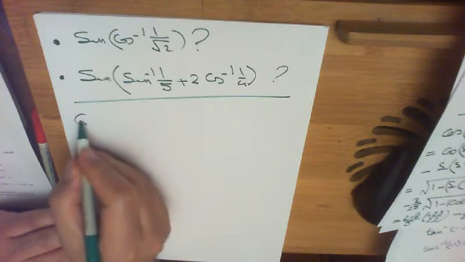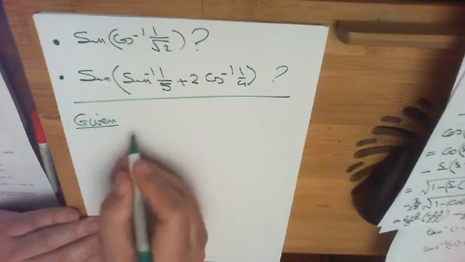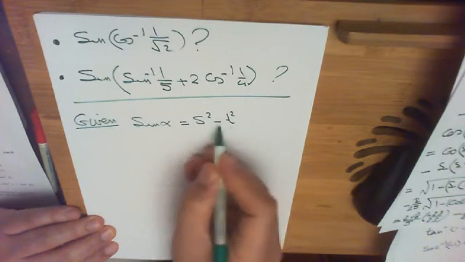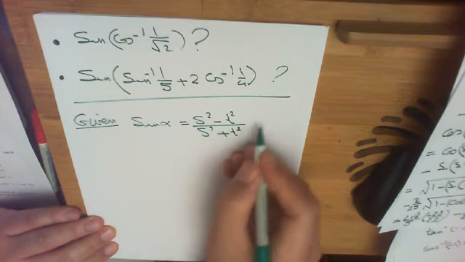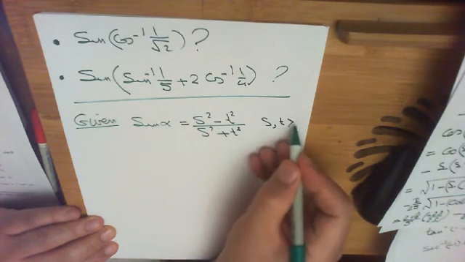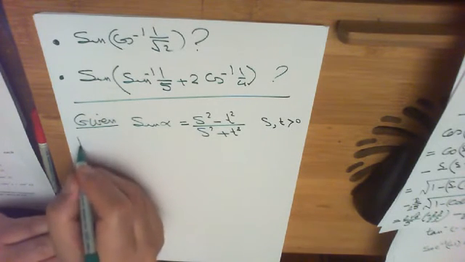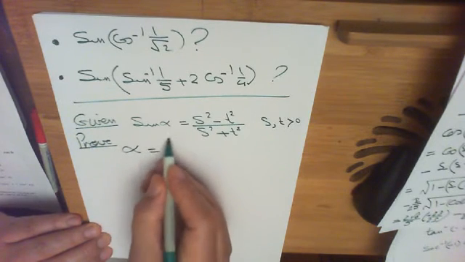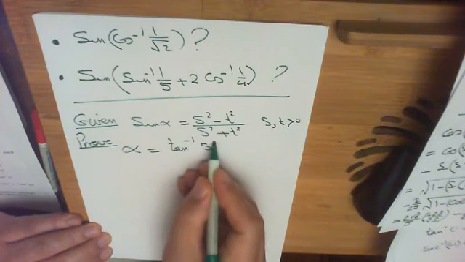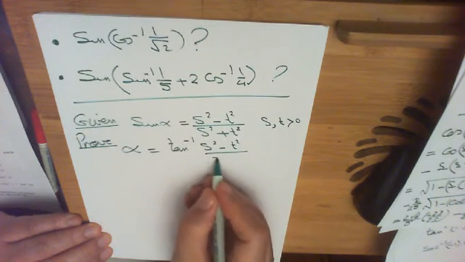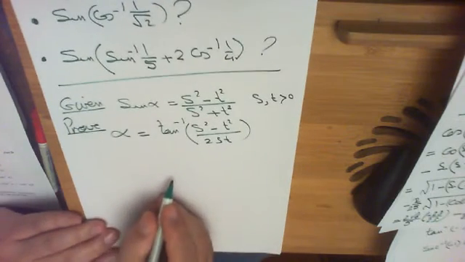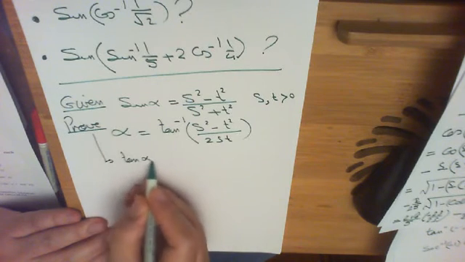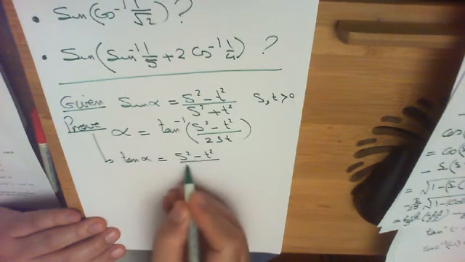Given sine alpha equals s squared minus t squared over s squared plus t squared, where s, t, and alpha are greater than 0. Prove that alpha equals tan inverse of s squared minus t squared over 2st. Or in other words, we need to prove that tan alpha equals s squared minus t squared over 2st.